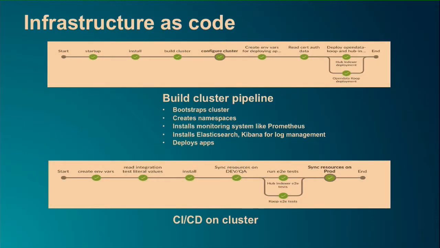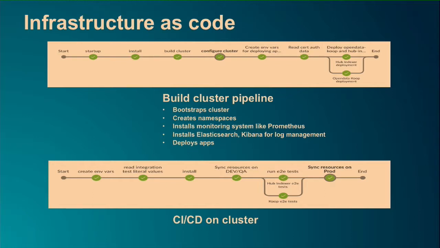We totally treat infrastructure as code, which means we have all the configuration YAML files and the command line tool in one repo. In this repo, there are two Jenkins pipelines. One is to build the cluster, and the other is to apply updates to a cluster as if it were an app. So let's focus on the build cluster pipeline.